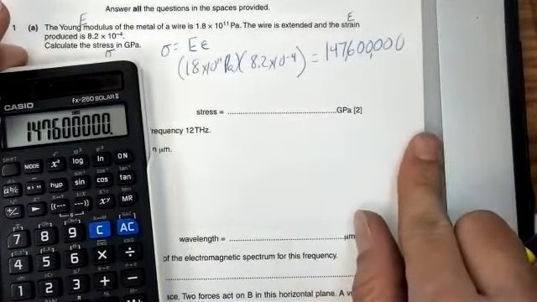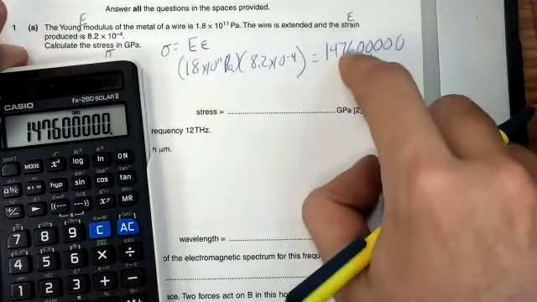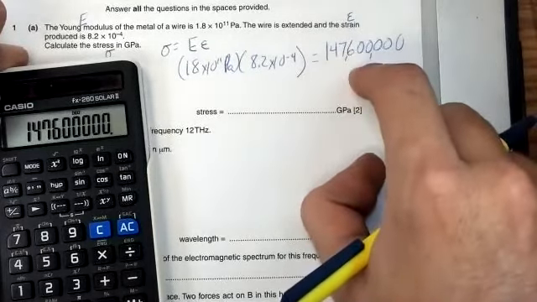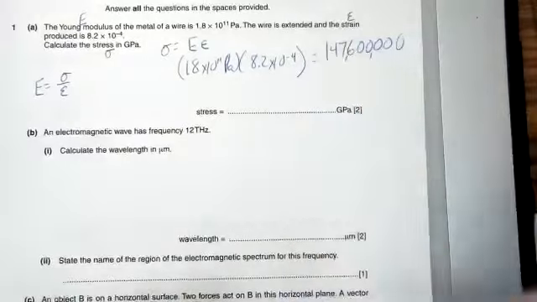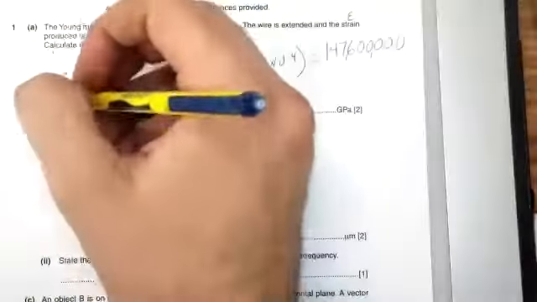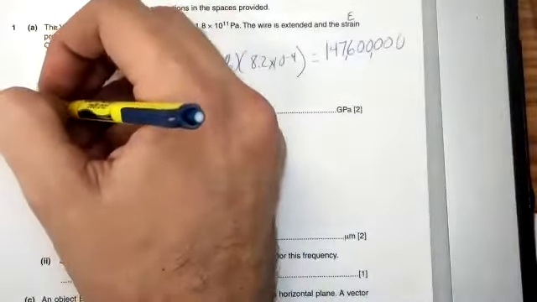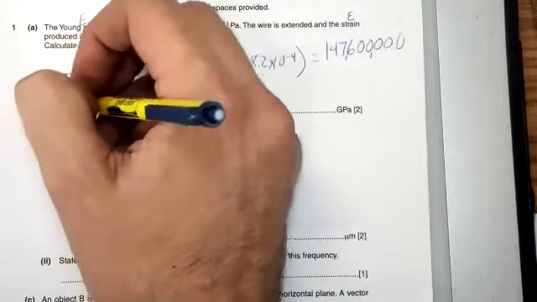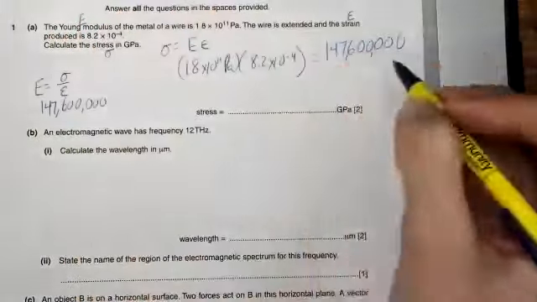147,600,000. I know that you can't see that full number here in the class, but just check YouTube later. I'll rewrite it over here. We get the calculator value 147,600,000. And then the units there are these, pascals.